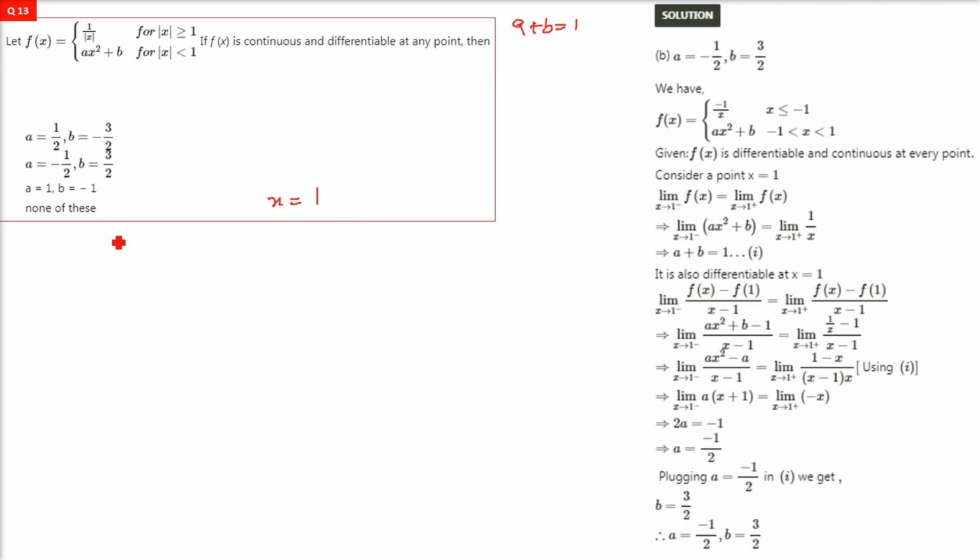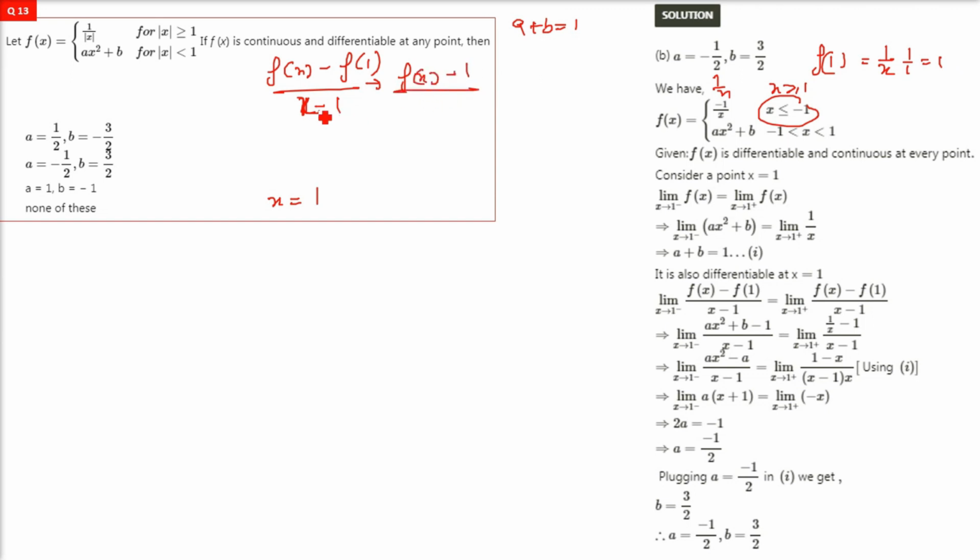A plus b equals 1 is the first equation that we are going to use. At x equals 1, now we are gearing up for the differentiability. Fx minus fc divided by x minus c, limit x tends to c. C is 1 here. What is f1? Please remember, it was 1 by x, so if you replace x by 1, it will be 1 by 1, that is 1. So in place of f1, we are going to put 1. This is the simplified version we are going to use: fx minus 1 divided by x minus 1.